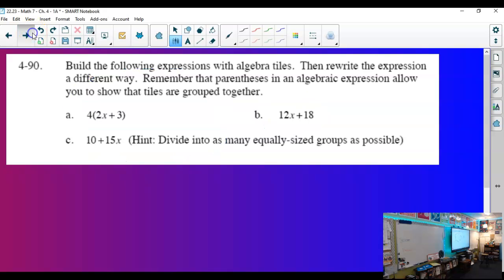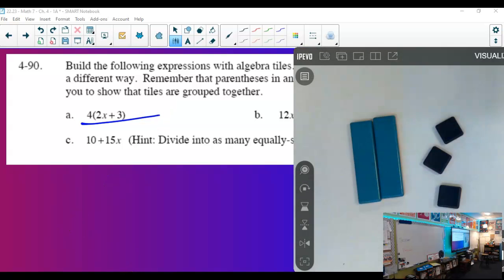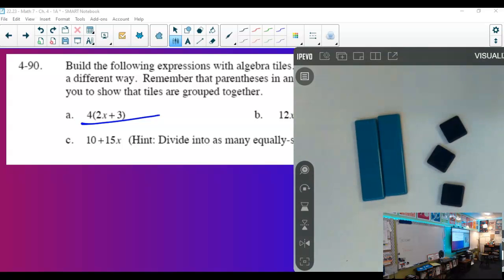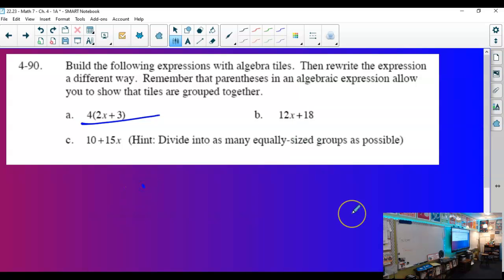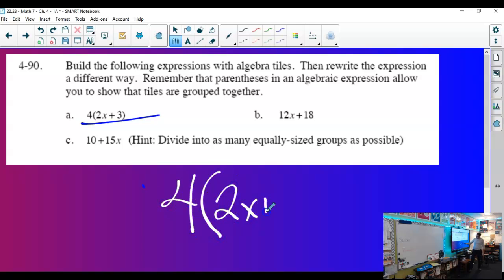All right, so real quick, let's try 4 times 2x plus 3. If I go to build this, I'd have 2x plus 3, but I need to build this 4 times. It's probably just easier to do the math on our paper. So maybe we should just do the math on our paper. So 4 times 2x plus 3.